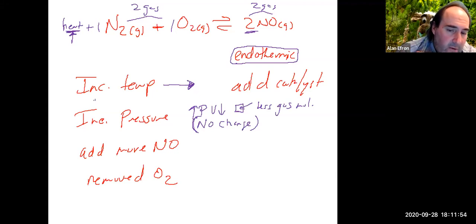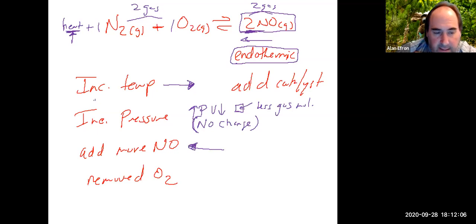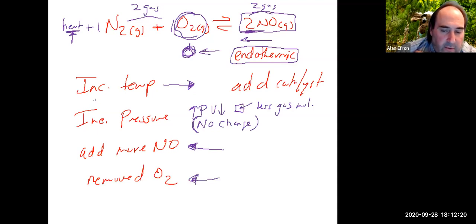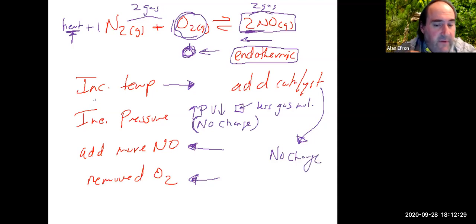If we add NO, which is on the right-hand side, then when we add, it goes away from the side we added it to. So it should go to the left in this particular case. If we remove O2, which is right here, when we remove, it goes towards the side we removed it from. So it should end up going to the left as well. And lastly, when we add a catalyst, this will give you no change. You'll just get to the equilibrium a lot faster, but it will not cause it to shift either way. Any questions on those, on Le Chatelier's principle in general?